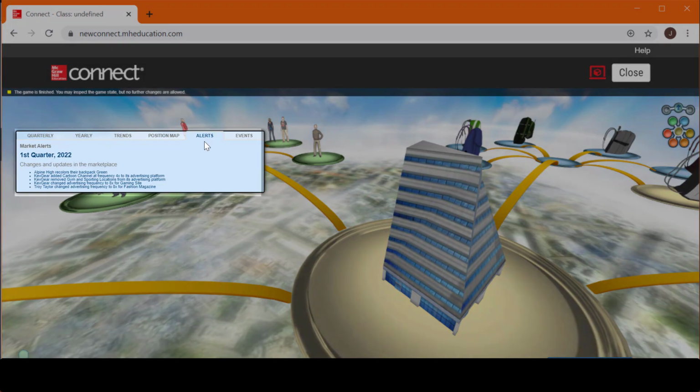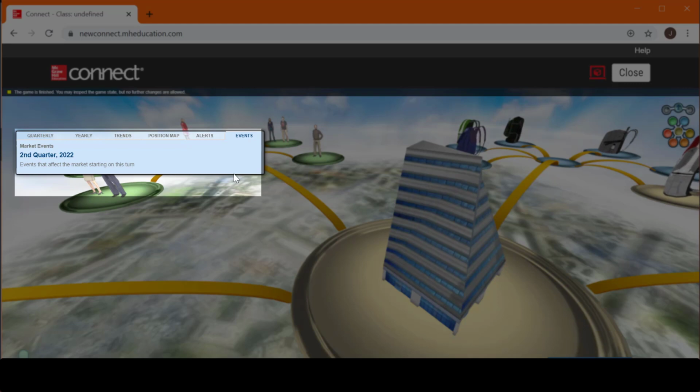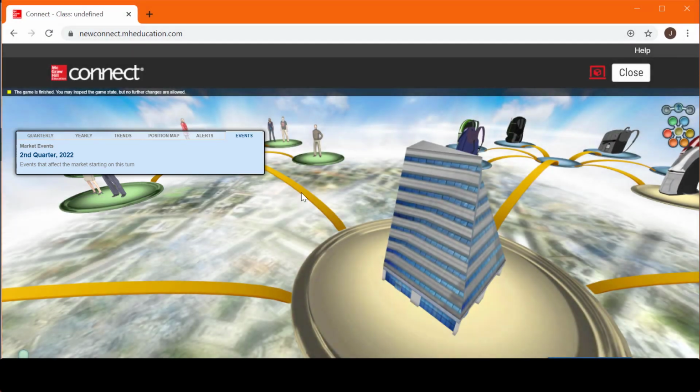You'll also see any alerts, what people have changed inside the turn, your competitors or yourself. And if there's any market event, sometimes in the simulation, magically a market event will happen. Maybe it'll be a sale on advertising, or it'll be an increase in cost for the materials to make your backpack. So you can always go back and reflect on those events on that tab as well.